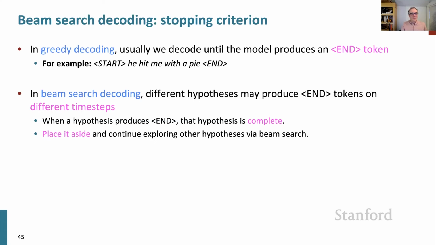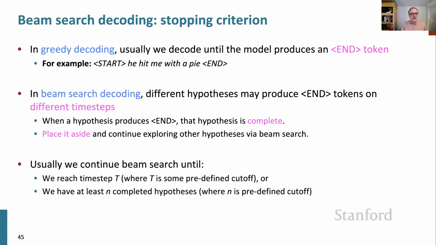So what we do is put it aside as a complete hypothesis and continue exploring other hypotheses via our beam search. And so usually we will then either stop when we've hit a cutoff length, or when we've completed n complete hypotheses. And then we'll look through the hypotheses that we've completed and say which is the best one of those, and that's the one we'll use.